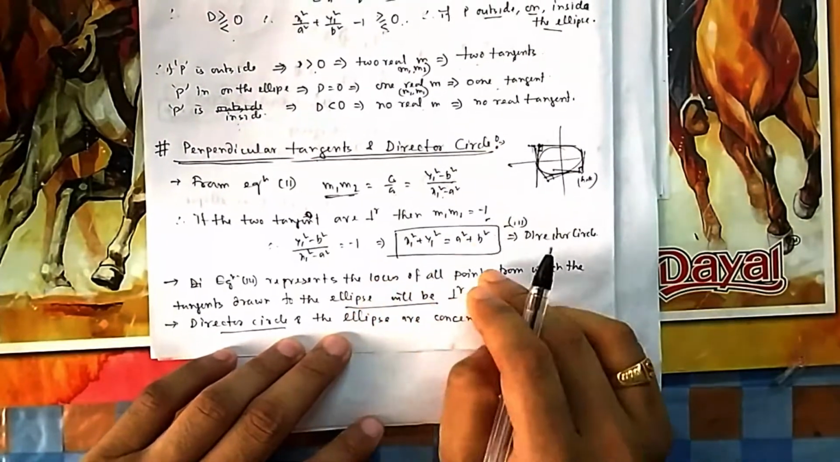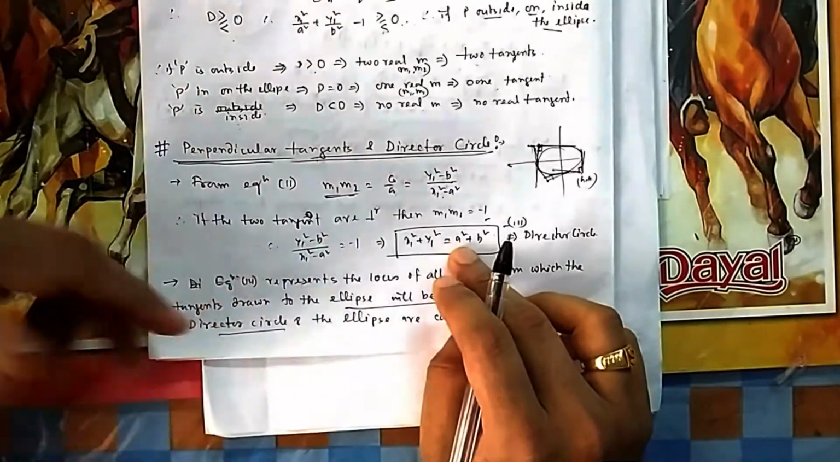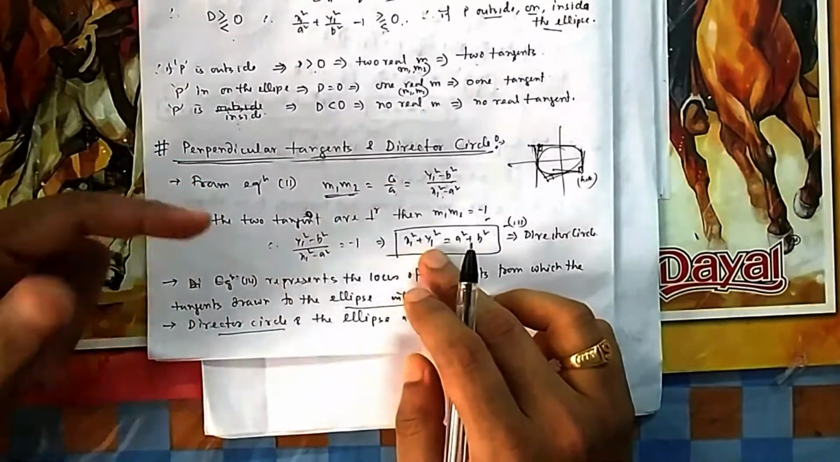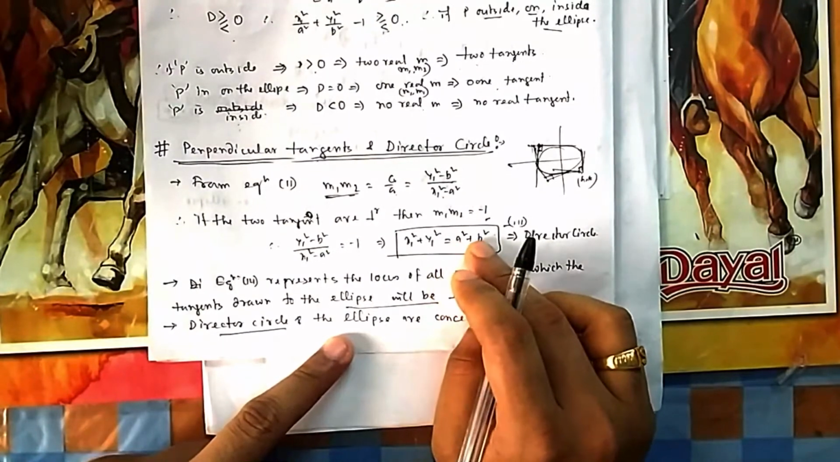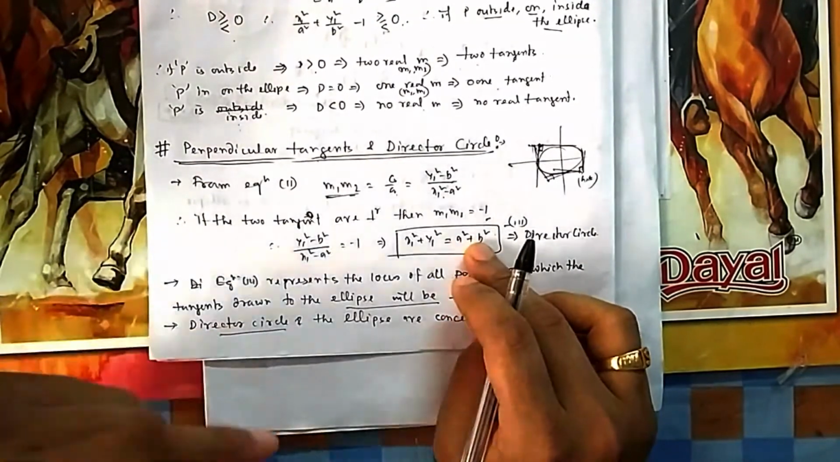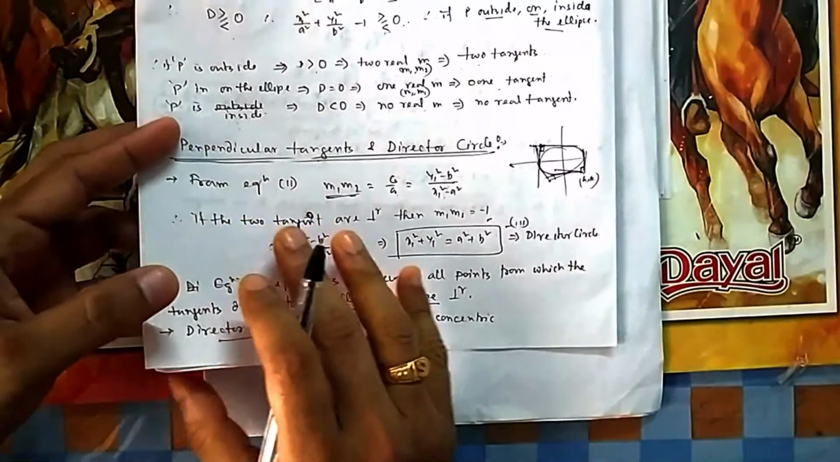Recall again your circle. If it had been a circle, in case of circle, what was the diameter circle? x square plus y square was 2a square, because in case of circle a and b were equal. So a square plus a square, it was 2a square. So there is a similarity between circle and ellipse, you can see.